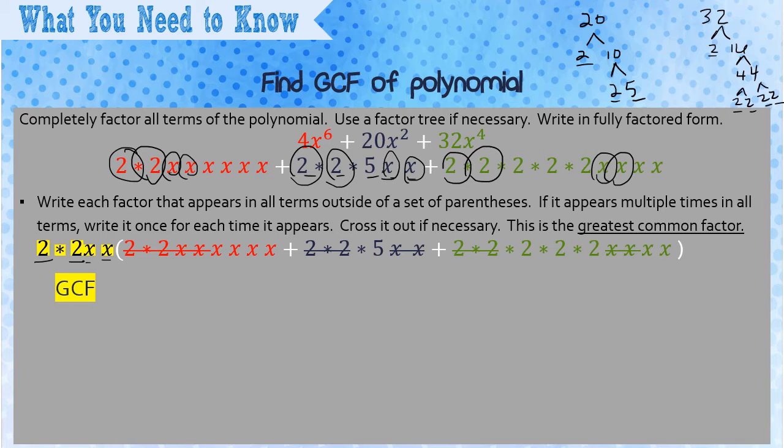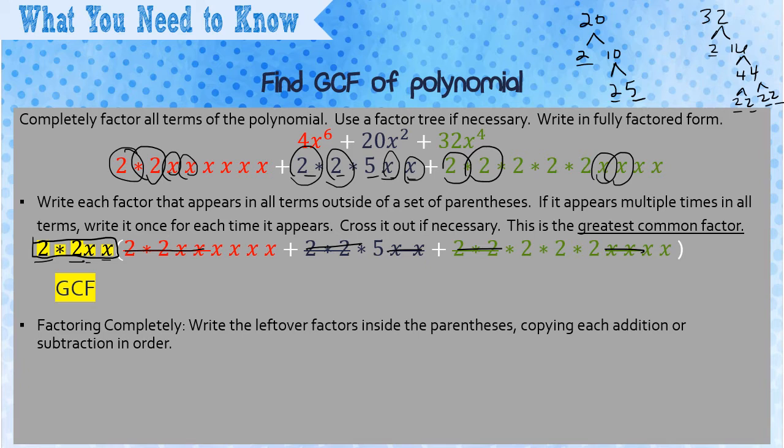So if that factor appears multiple times in all the terms, you write it once for each time it appears. And then we cross it out if necessary. So everything I've circled here, we've crossed out to show that they're eliminated, they're gone. Okay, we've used them, we've factored them out. So this part out front, this is my greatest common factor.